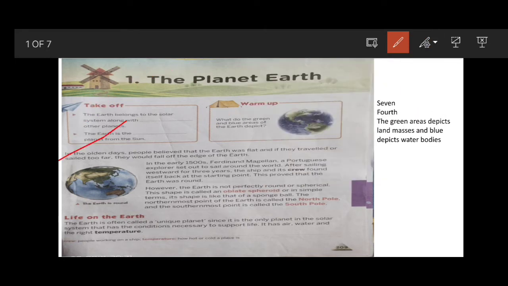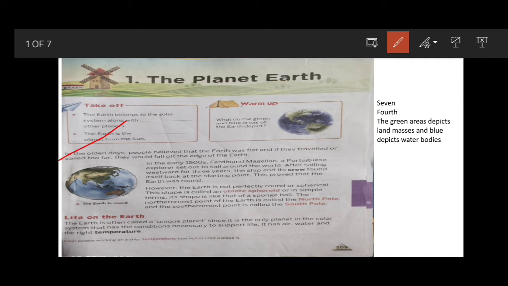In the olden days, people believed that the Earth was flat, and if they traveled or sailed too far, they would fall off the edge of the earth. In the early 1500s, Ferdinand Magellan, a Portuguese explorer, set out to sail around the world. After sailing westward for 3 years, the ship and its crew found itself back at the starting point. This proved that the earth was round.